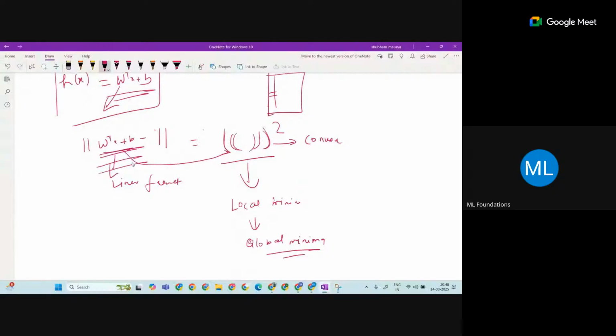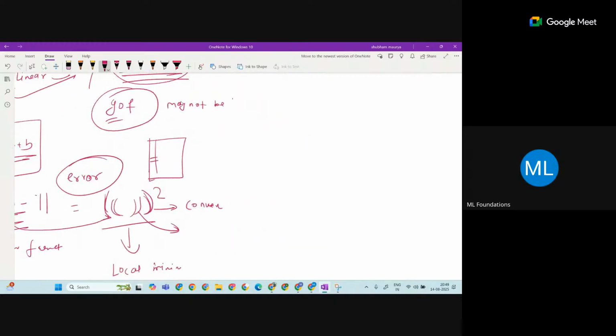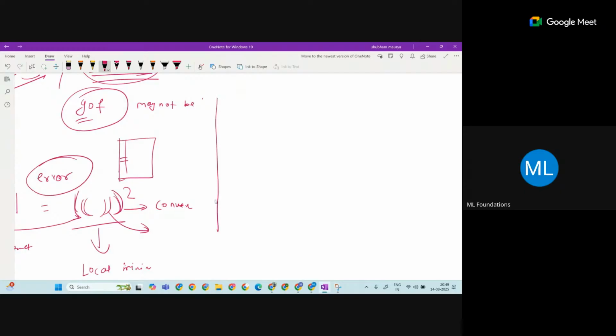The inner part is linear, the outer part is a square, which we know is convex, so the whole thing is convex. Once we got that, this is the square error. And what is the whole machine learning problem? We first found the error. Even if you do the whole MLT, what is the algorithm, or what is a model? A model is a function, right?